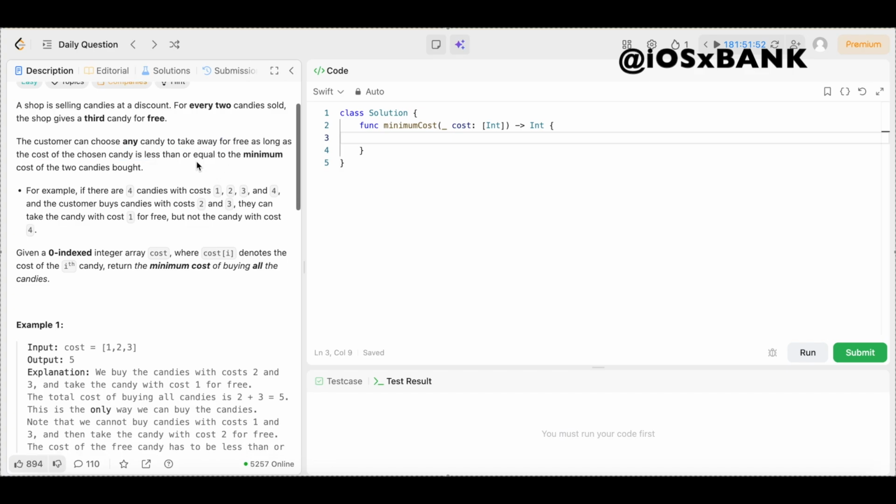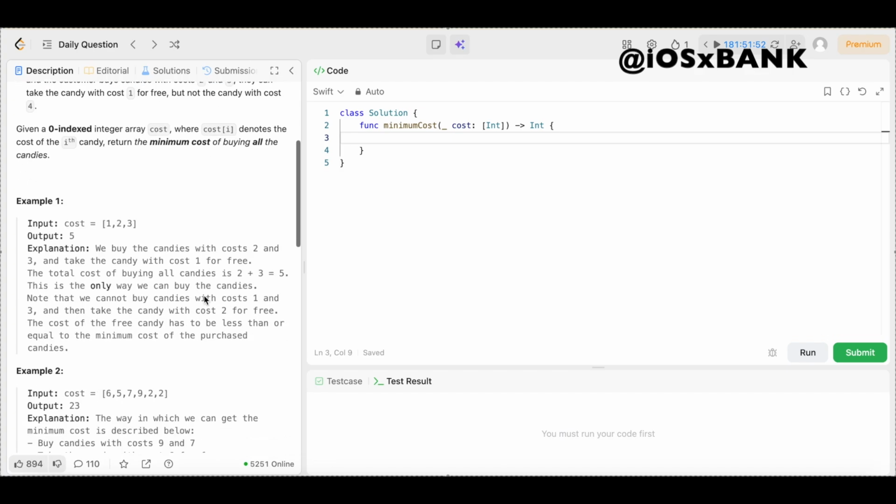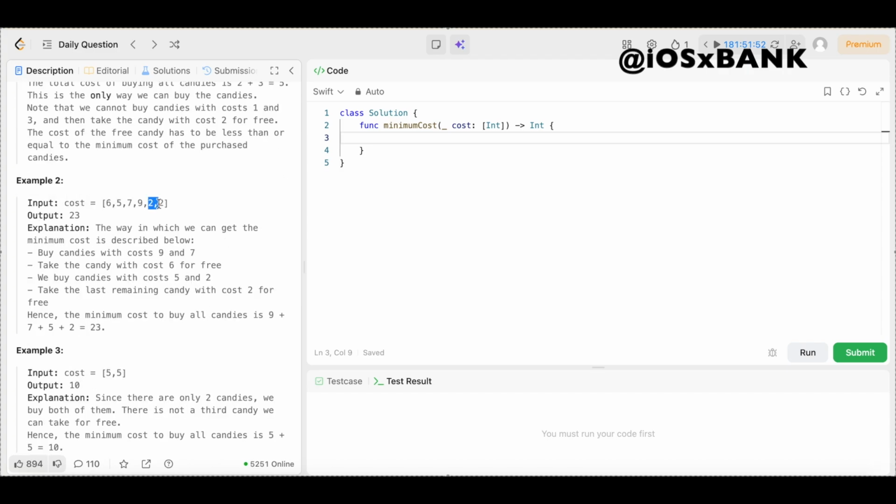So in this case, we're looking at the equal to because 2 is equal to the minimum of these 2 candies, right? So this 2 is equal to the minimum of 2, so we can get it. And in total, we got this one for free and we got this one for free. So in total, 5 plus 7 is 12, plus 9 is 21, plus 2 is 23. These are the candies we had to pay for. In total, we had to pay $23.